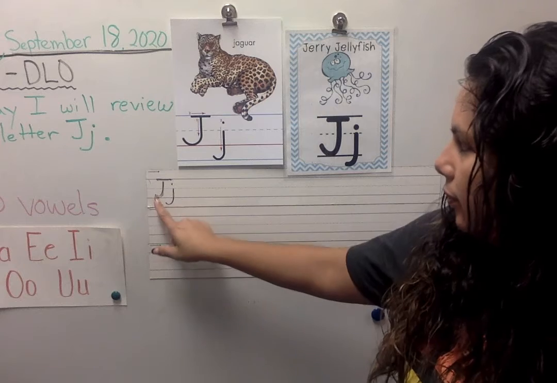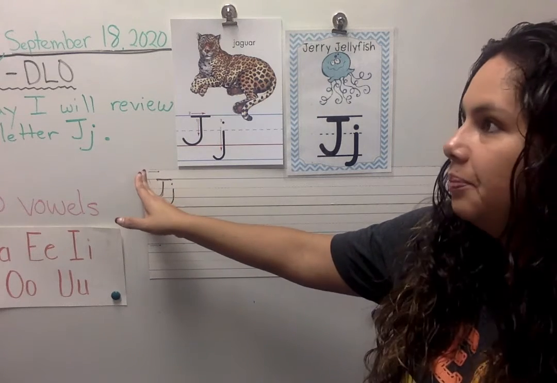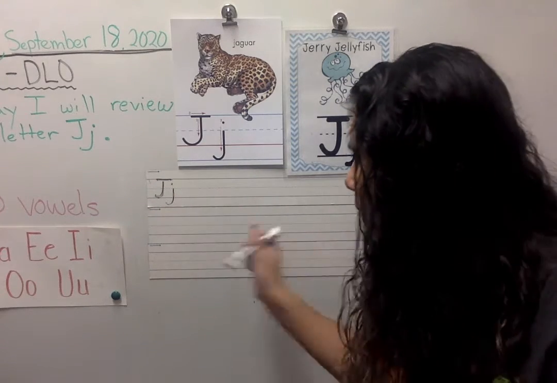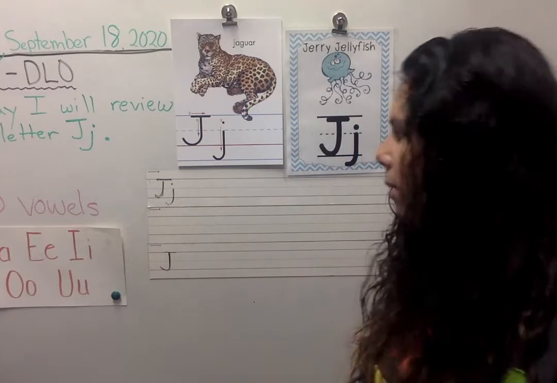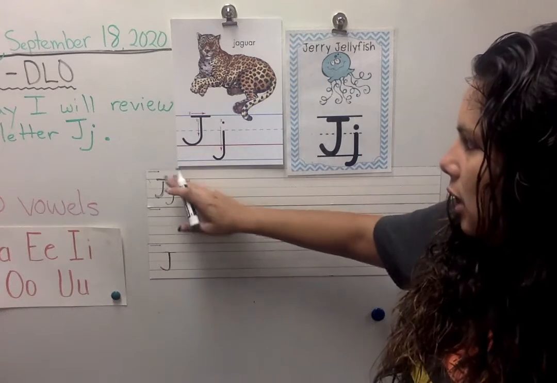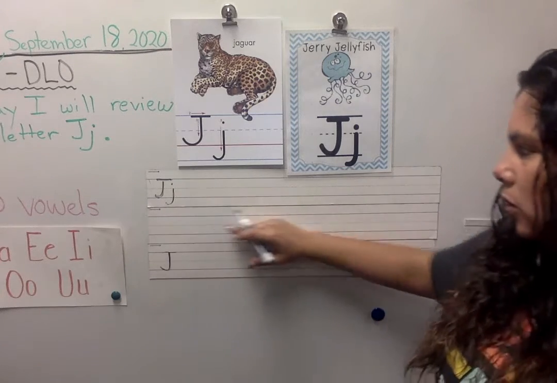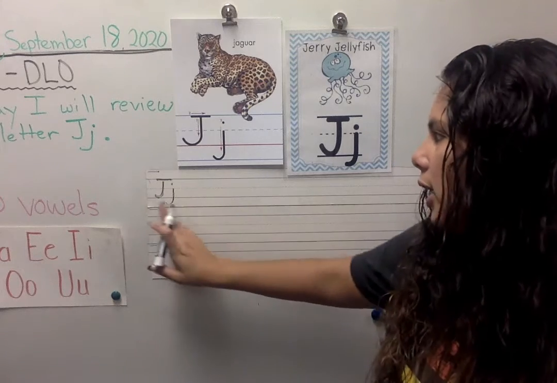Capital J, lowercase j. Always start writing on the top line on the left side. I'm not going to start writing way down here because that's not my first line, all right? I always start at the very top line and go across. If I run out of room, I go to the next row. Go across, run out of room, go to the next row. Okay, so capital J, lowercase j.